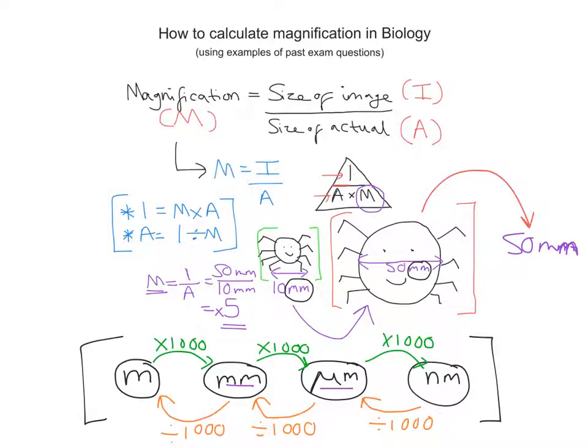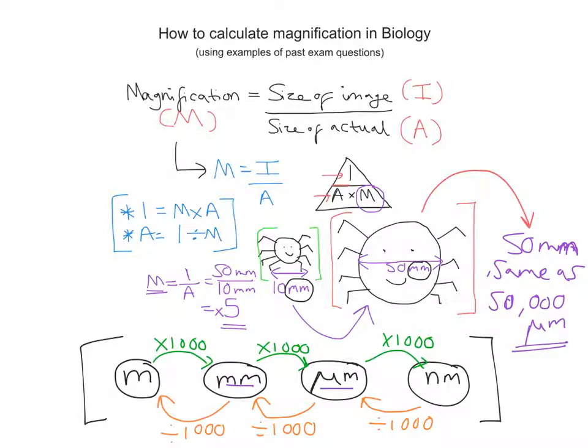That is the same as, so 50 millimetres is the same as, for example, 50,000 micrometres. It seems a lot larger, but micrometres is a much smaller unit. So 50,000 micrometres is tiny, but it's the same as 50 millimetres. It's by a factor of 1,000.